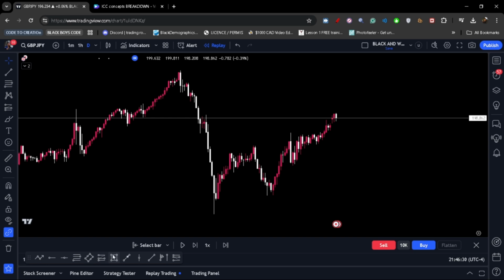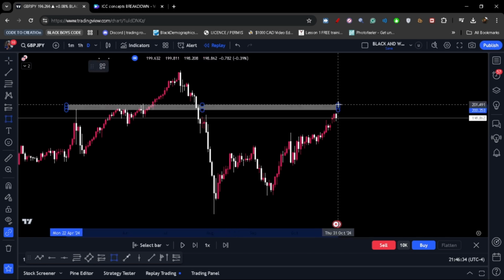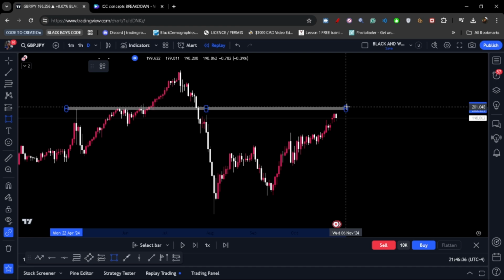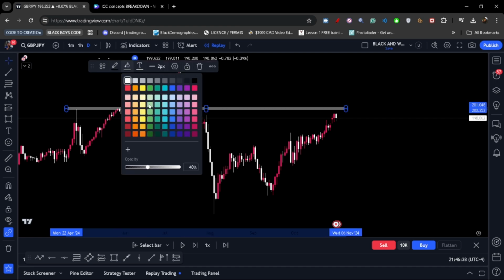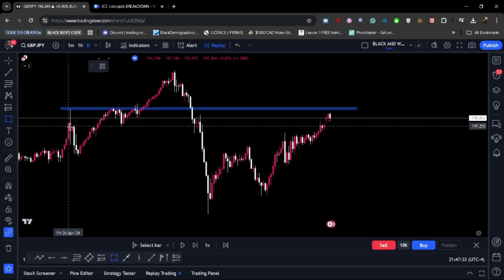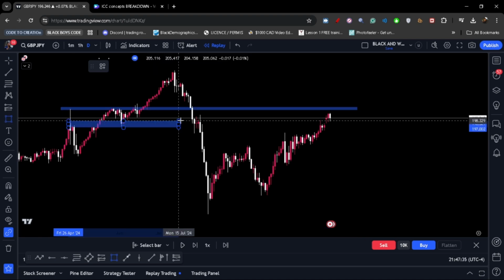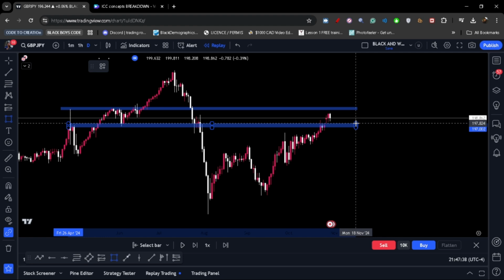So what we do is we go here, boom. Our first area of interest is going to be right here, as you can see, something like this, right? Color code this to blue. Our second area of interest is now going to be right here, boom, right? So this will be our second area of interest right here.